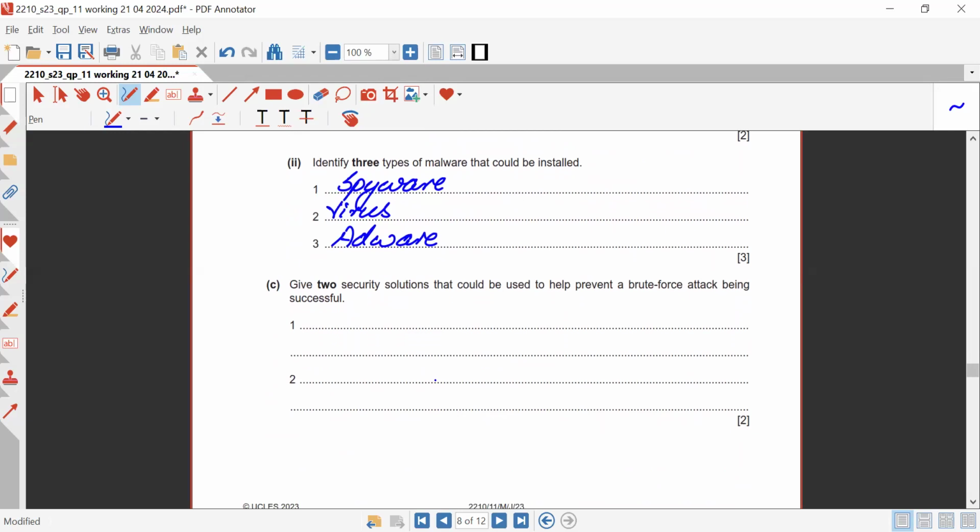Now part C. What does the part C say? Give two security solutions that could be used to help prevent a brute force attack being successful. Okay. So first of all, we could utilize the firewalls, the most important, and the other one that covers a lot of things is implementing biometrics.